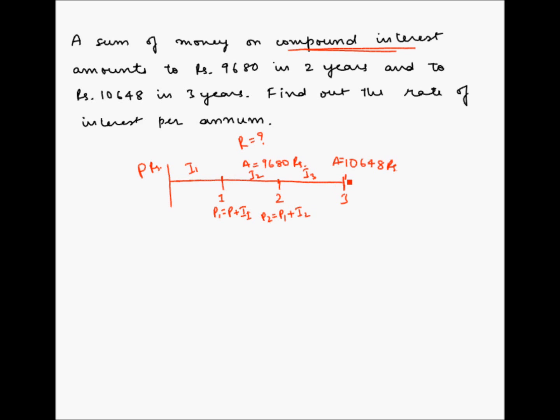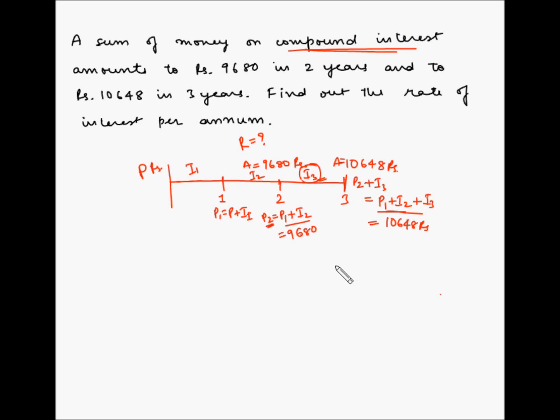Now let's say we accrue an interest of I3 during the third year. So at the end of third year, the amount becomes P2, which is the principal at the beginning of the third year, plus the interest gained during the third year, which is I3, which is also the same as P1 plus I2 plus I3. Now P1 plus I2 is equal to 9680 rupees, and P1 plus I2 plus I3 is equal to 10648 rupees. Now if you subtract 9680 from 10648, then the amount that you get is the interest accrued during the third year.